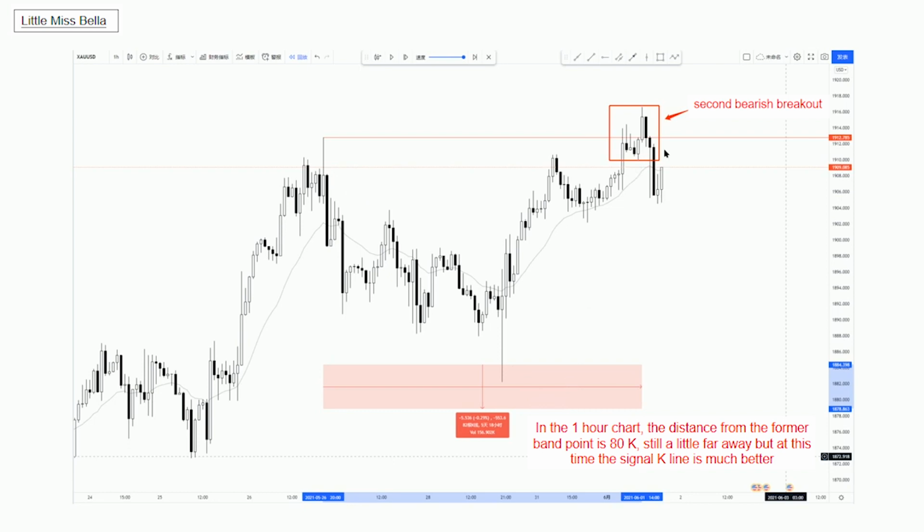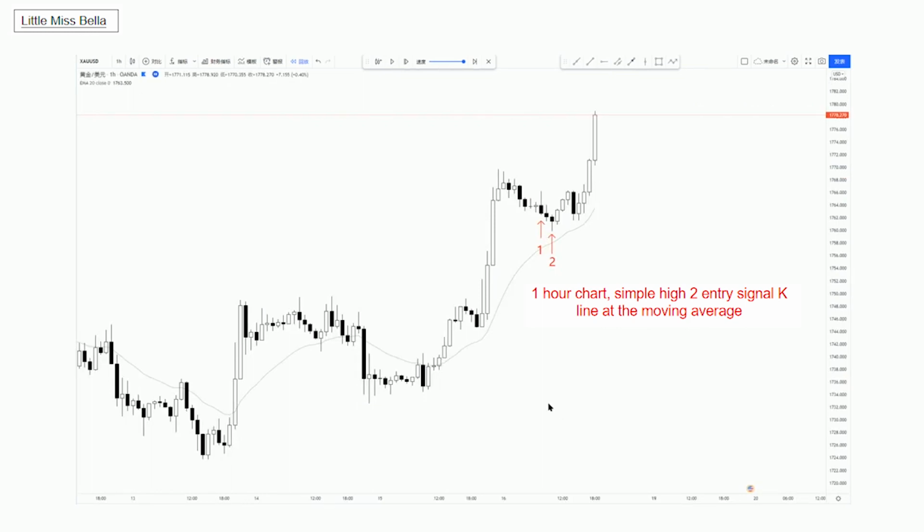Now, let's switch to the 1 hour period, just one period up, and we can see that in this period we are only about 80 K-lines away from the previous band point. 80 K-lines is still a little bit too much, but we can already see that the utility of the signal K-lines is clearly increasing. The second break here is the short structure, and I didn't cut it out and then it fell. Again, the same thing with a pullback.